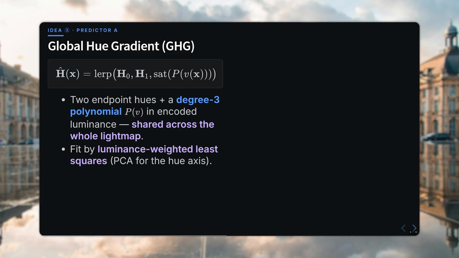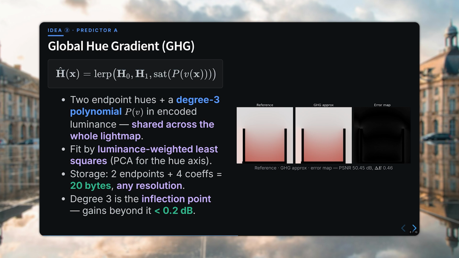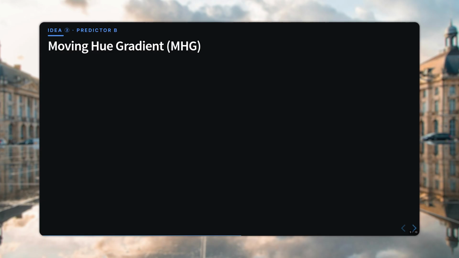We fit it with luminance weighted least squares, and we use PCA to find the hue axis. And the storage is just 2 endpoints plus 4 coefficients. That's 20 bytes no matter what the resolution is. Now degree 3 turns out to be the sweet spot. If you go higher than that, you gain less than 0.2 dB. So on a typical local light map, GHG gets over 50 dB with an error map that's almost completely black. And you're seeing reference, approximation, and error from left to right.